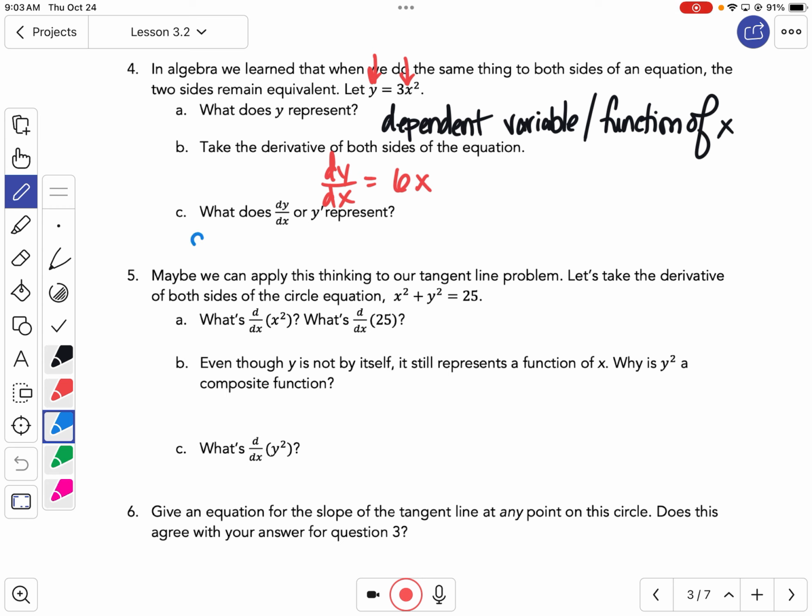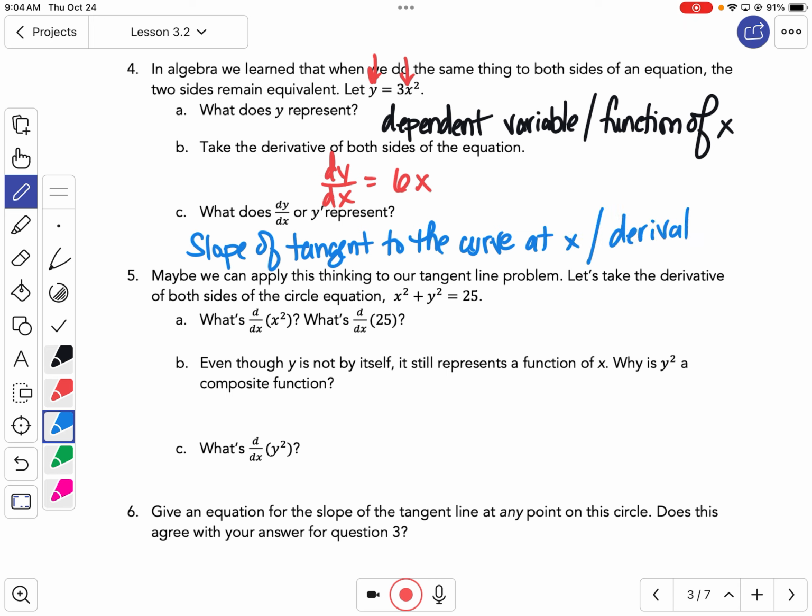Yep, it's the slope of the tangent to the curve at x. Or we could just say it's the derivative of y with respect to x. Okay, so that's what we've been doing. We've been actually taking the derivative of both sides, derivative of y, y prime, dy/dx, however you want to talk about it, because it's equality. And algebraically in an equation, we can do that.